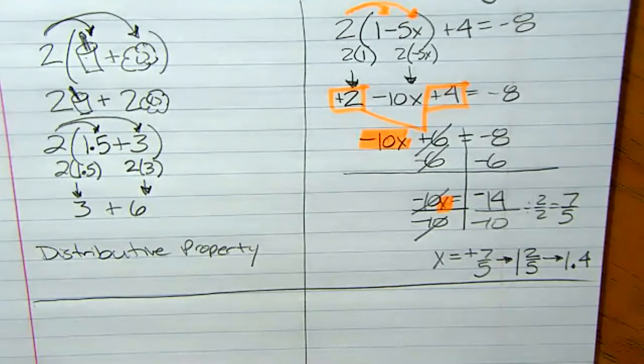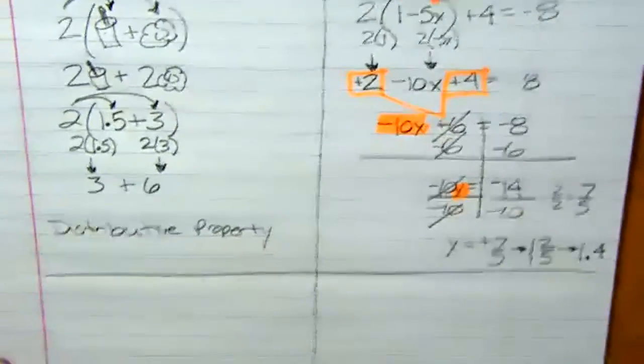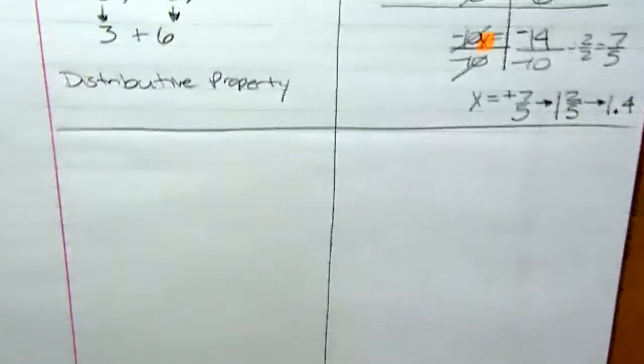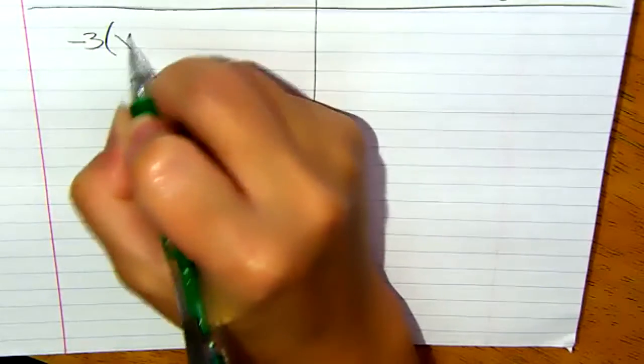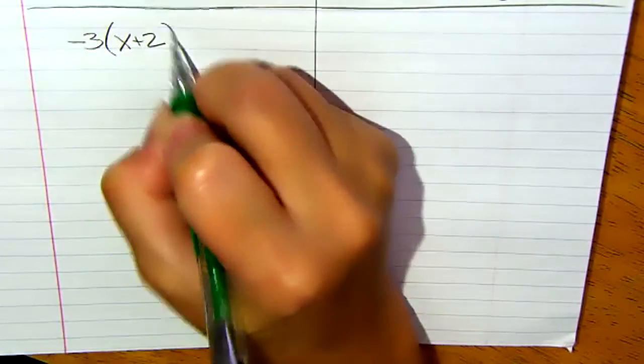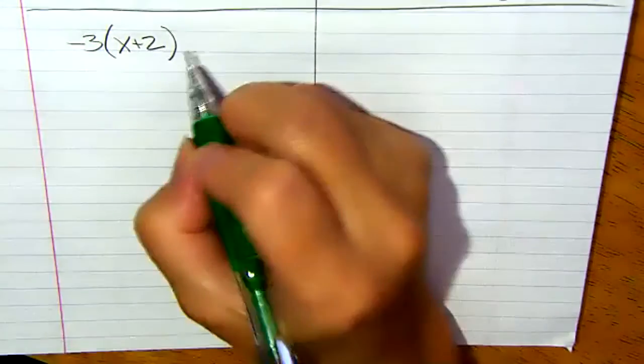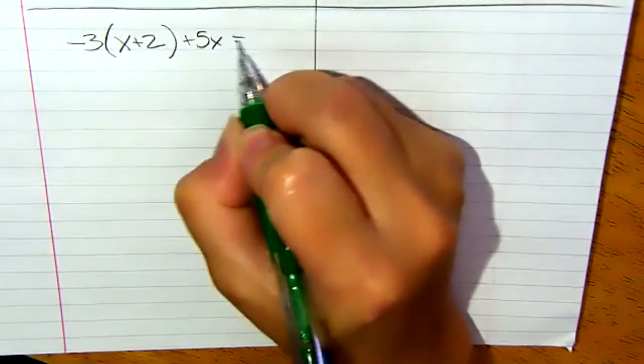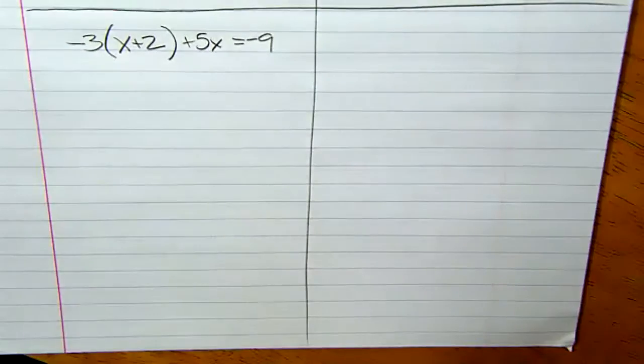Okay. Let's do another one. -3 times (x plus 2) plus 5x equals -9.